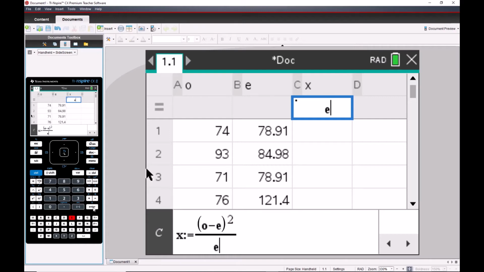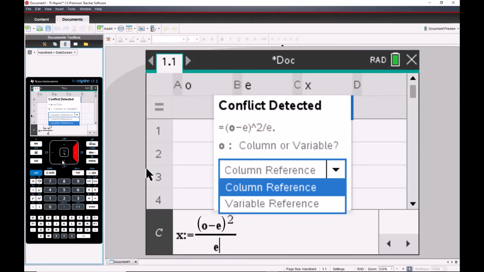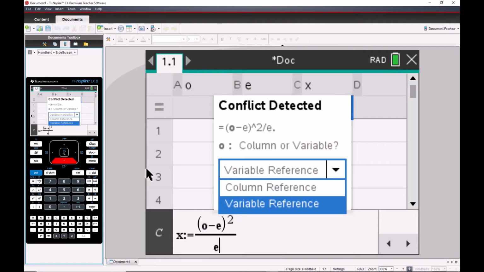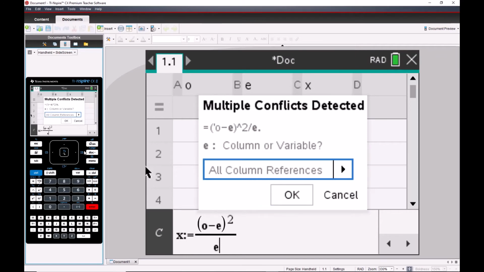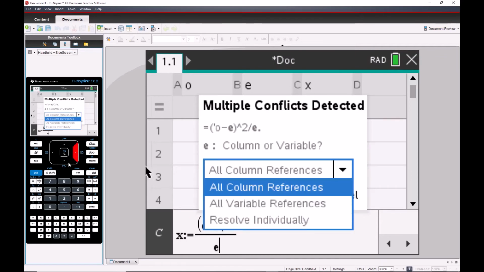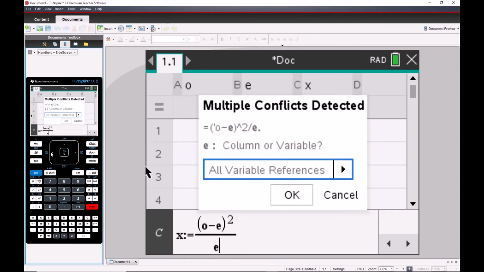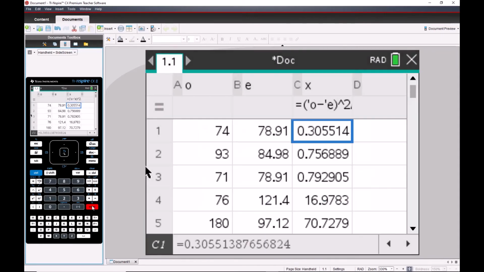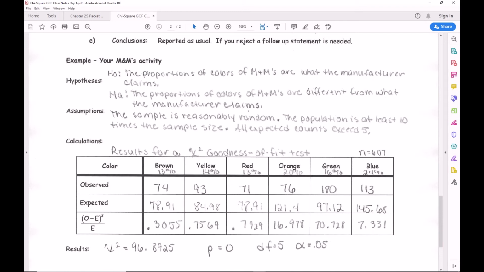So once you have that in, hit enter, and it's all that column reference, variable reference stuff. So right arrow and go down to variable, and hit enter, and tab to OK. It's going to ask you again. All right, so great, all variable references. Probably I should have asked that in the first place. And then tab to OK. And there are all those numbers that you need for this row here.